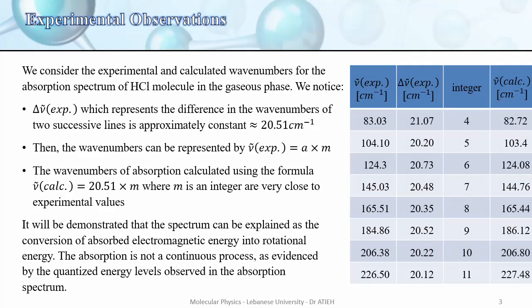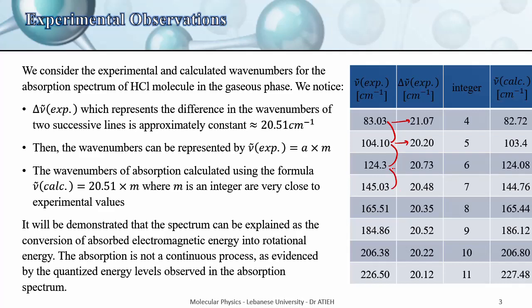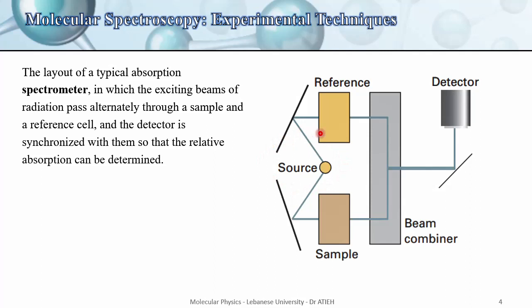Just to make things clear, the subtraction of these two levels or these two wave numbers gave this, then subtraction of these two gave this, and the subtraction of these two gave this, then these two gave this, and so on. So this is the way they were calculated. The last one is based on an invalid piece of information here.